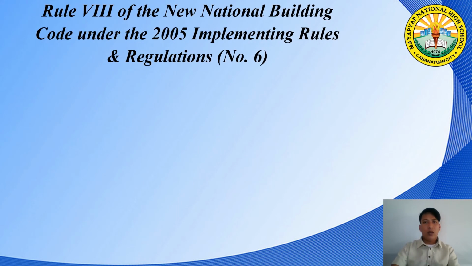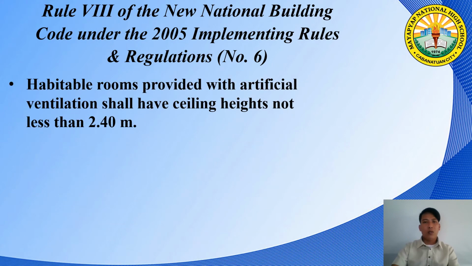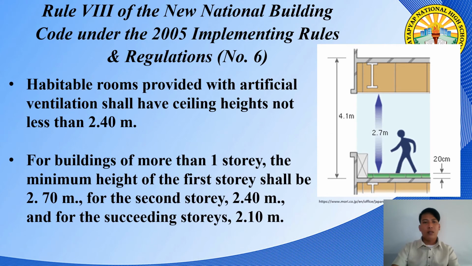Rule 8 of the National Building Code, under 2005 Implementing Rules and Regulations, number 6. Habitable rooms provided with artificial ventilation shall have ceiling heights not less than 2.4 meters. For buildings of more than 1 story, the minimum height of the first story shall be 2.7 meters. For the second story, 2.4 meters, and for the succeeding stories, 2.10 meters.